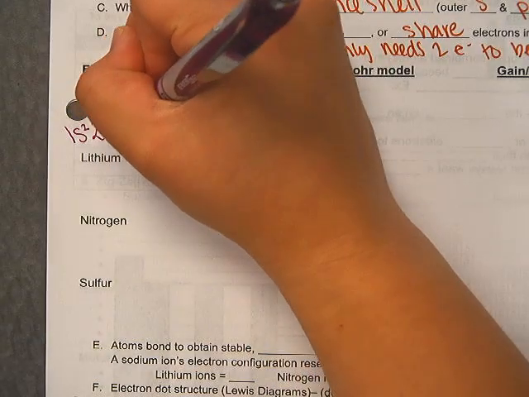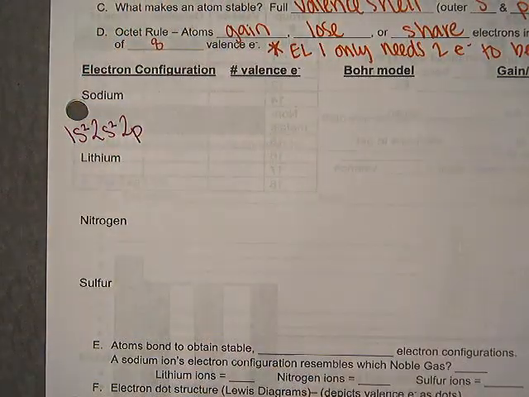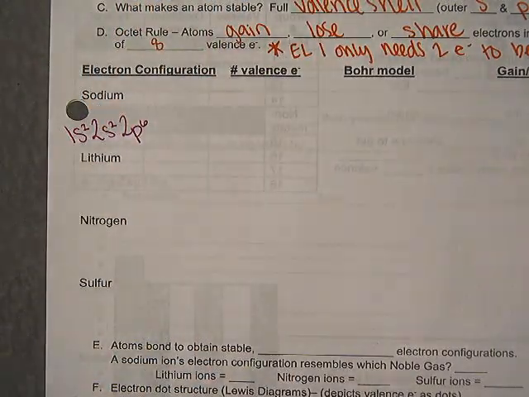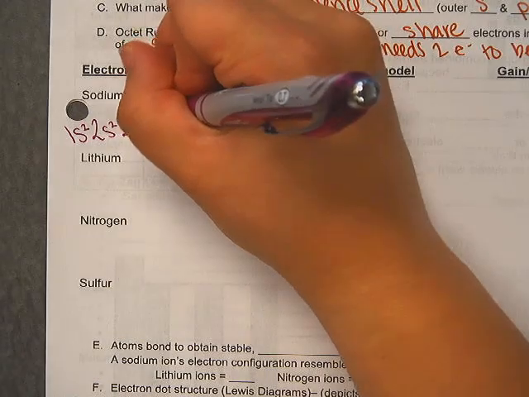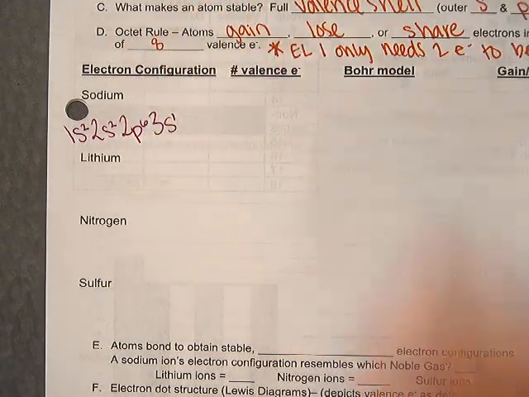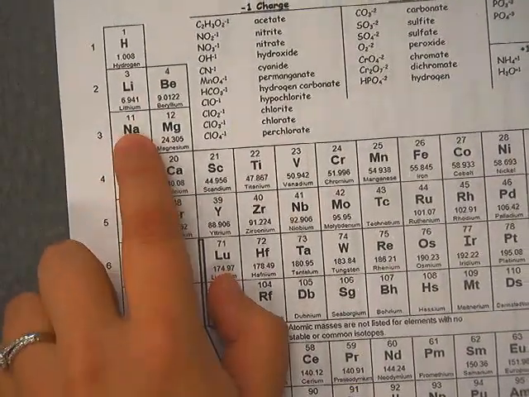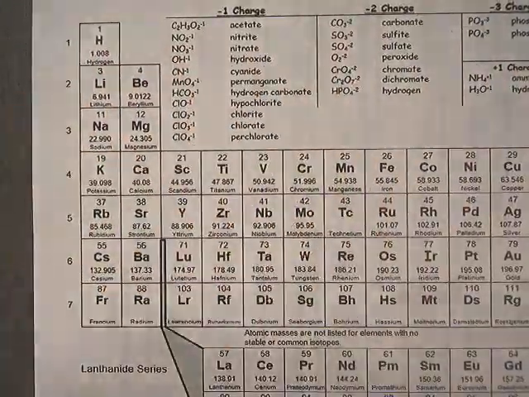2p. And for sodium, it will be full, so 2p6. And then after 2p comes 3s1. So we stopped there because sodium is in square 3s1. So we had to go through all of the elements that came before it.